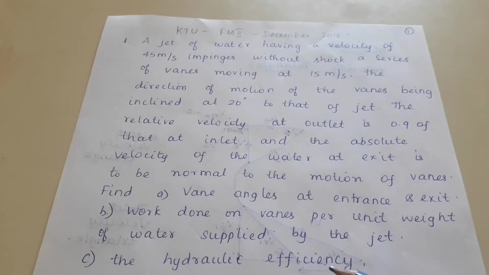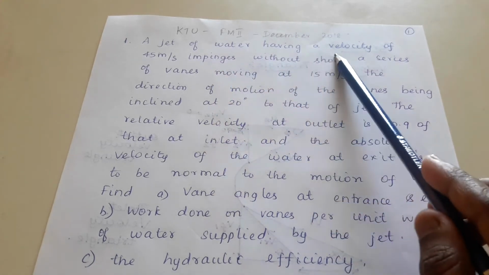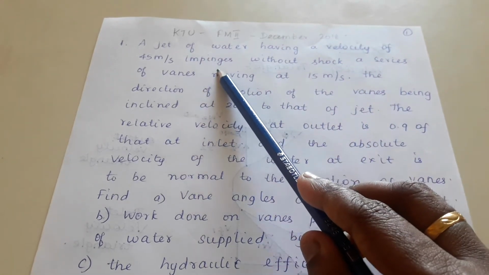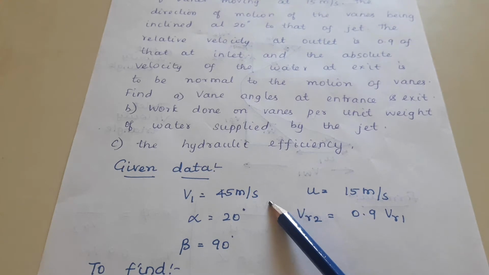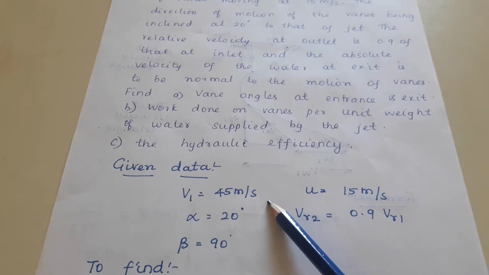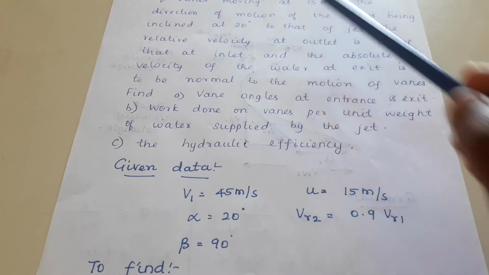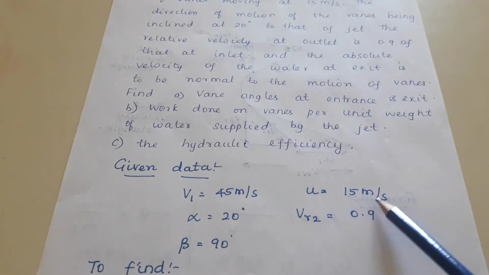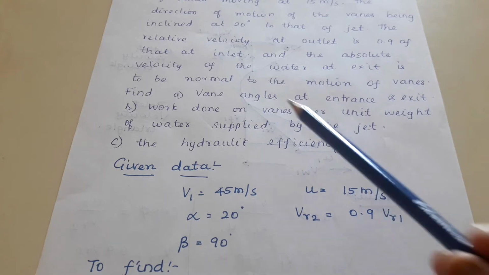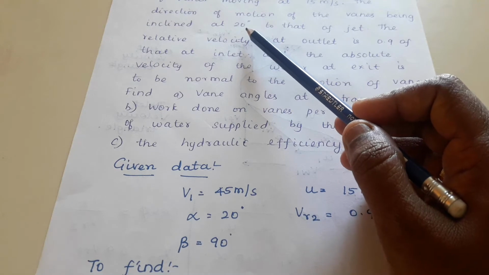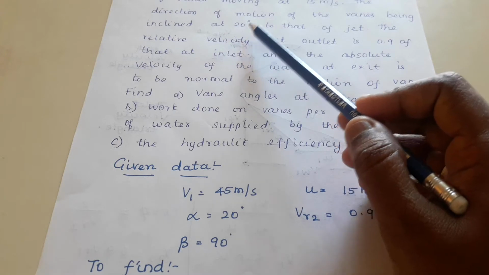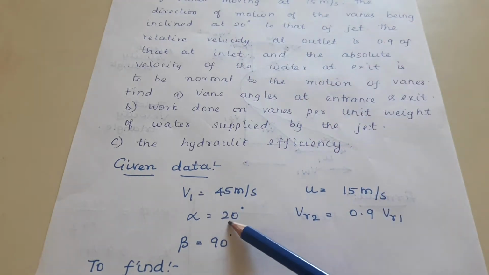After reading the problem, first you have to write the given data. What are the given data? A jet of water having a velocity of 45 meter per second. That is V1. So V1 is equal to 45 meter per second. It is striking a series of veins moving at 15 meter per second. So that is U. U is equal to 15 meter per second. And the jet has an angle of 20 degrees at the inlet, an inclination of 20 degrees to the vein. So alpha is equal to 20 degrees.